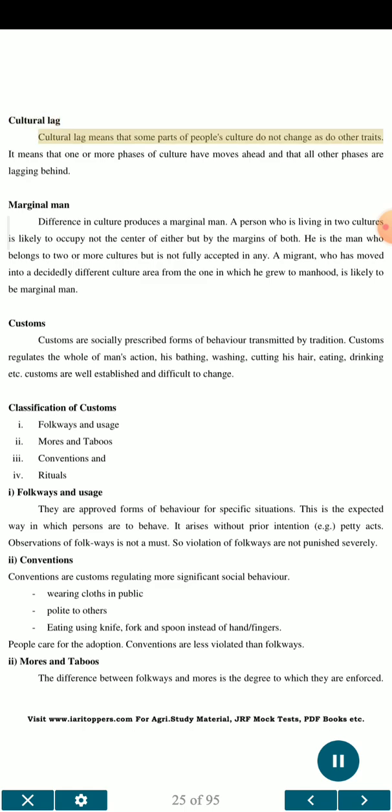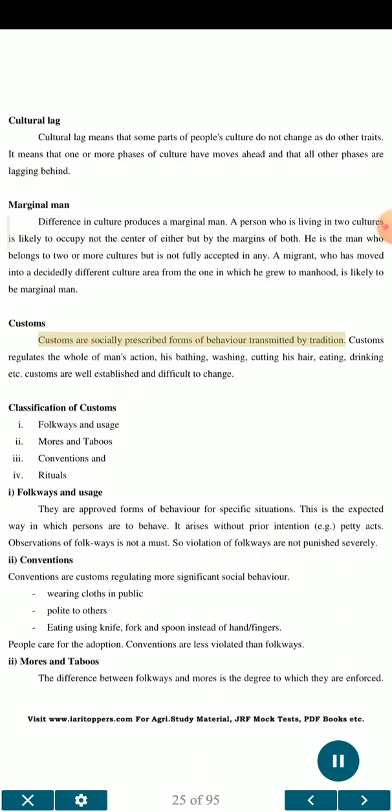Cultural lag. Cultural lag means that some parts of people's culture do not change as fast as other traits. It means that one or more phases of culture have moved ahead and that all other phases are lagging behind. Marginal man. Difference in culture produces a marginal man. A person who is living in two cultures is likely to occupy not the center of either but the margins of both. He is the man who belongs to two or more cultures but is not fully accepted in any. A migrant, who has moved into a decidedly different culture area from the one in which he grew to manhood, is likely to be a marginal man.